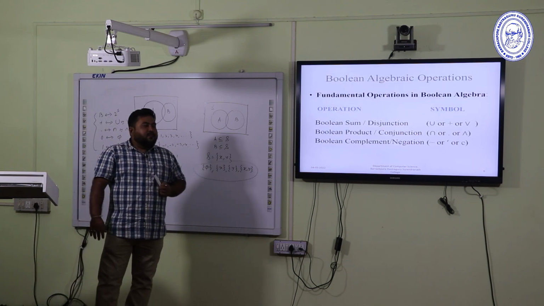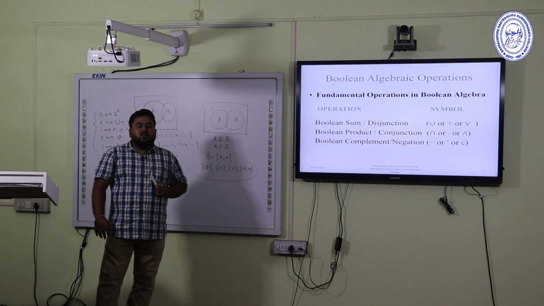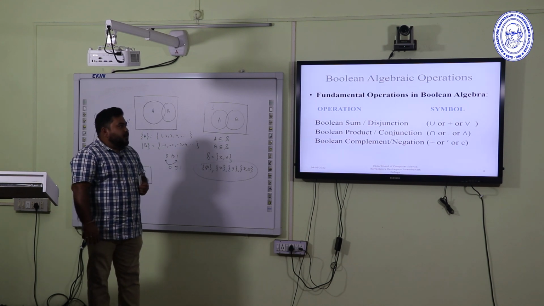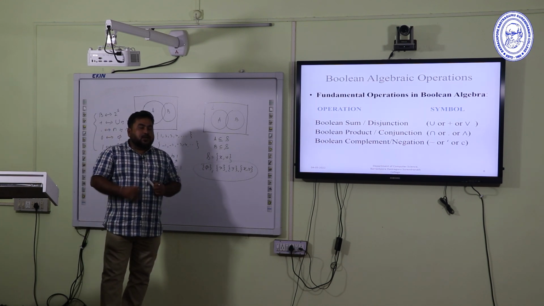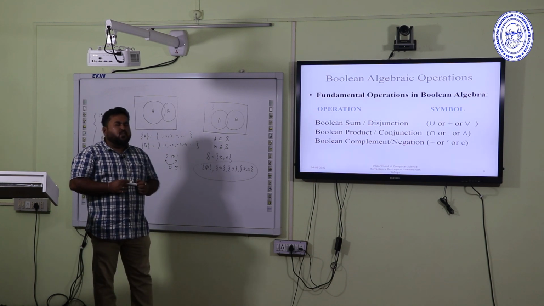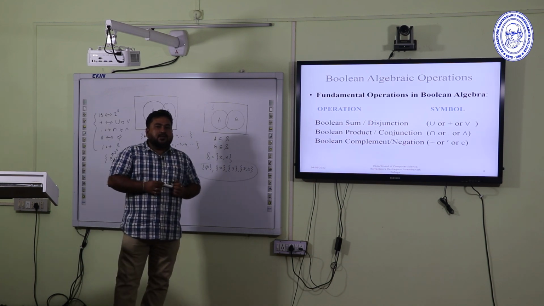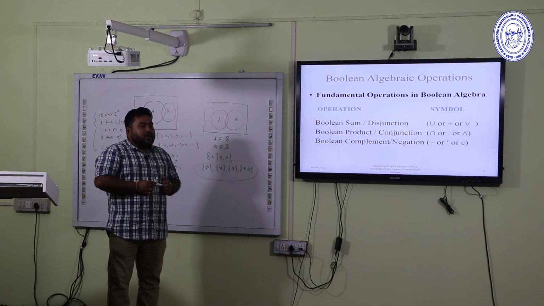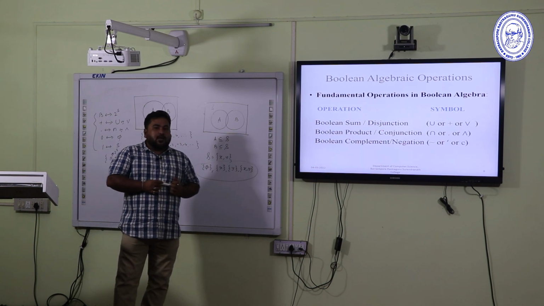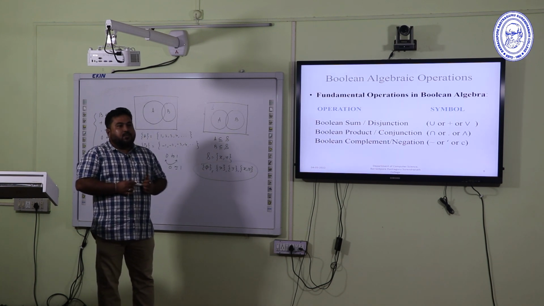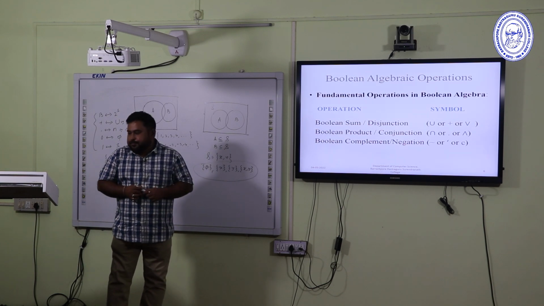Now the fundamental operations of Boolean algebra are there. There are 3 kinds of fundamental operations. First one is a Boolean sum, another name as disjunction. Next one is a Boolean product, that is the conjunction, and last one is the Boolean complement or negation.